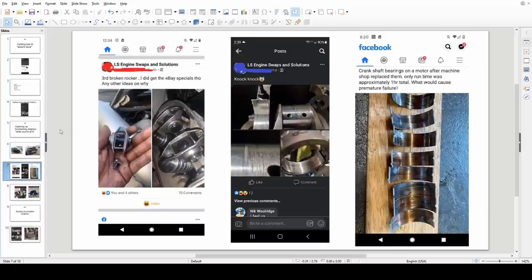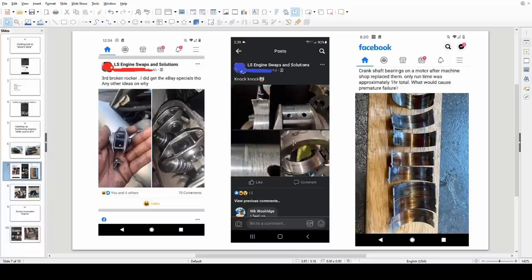I have a lot of pictures of this. This guy here, this poor bastard, LS Swaps and Solutions, he went on eBay and bought rockers, third broken rocker. Why did he buy rockers in the first place? Trunnion upgrades. I spin my junk to 7,200 RPM because it's funny. It doesn't even make power there. I just think it sounds cool. There's no trunnions in my rockers. More people screw up rockers putting trunnions in them than I've ever seen actual stock rockers fail.